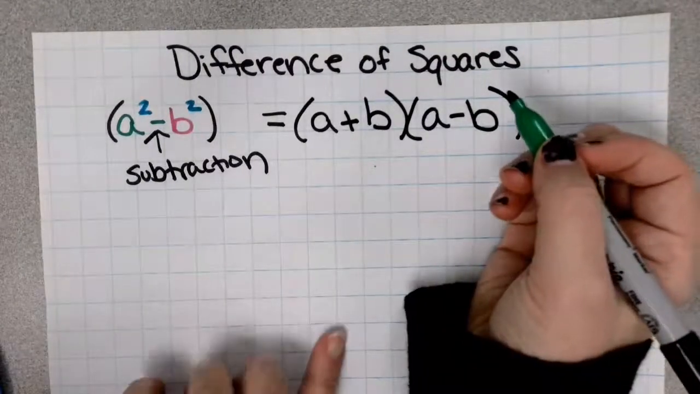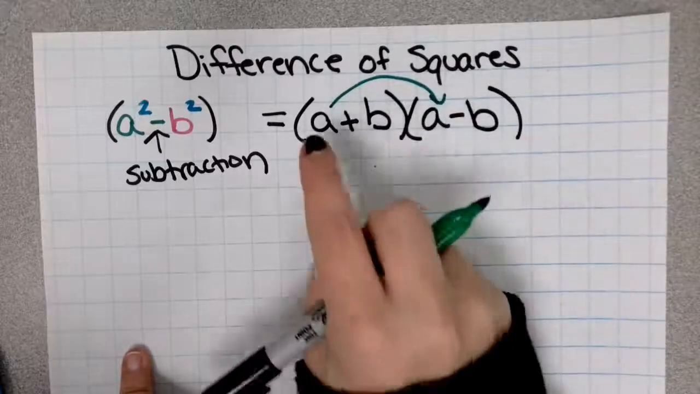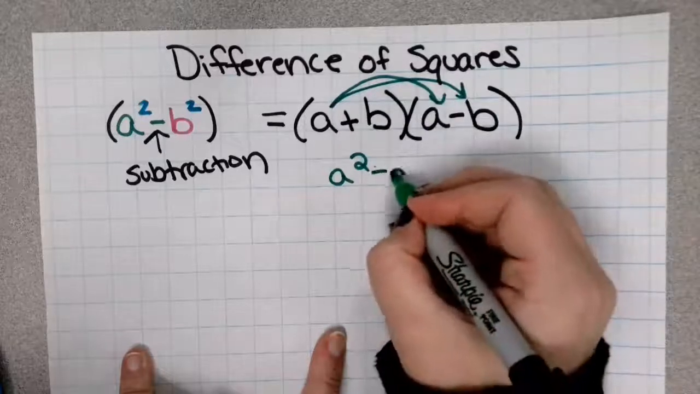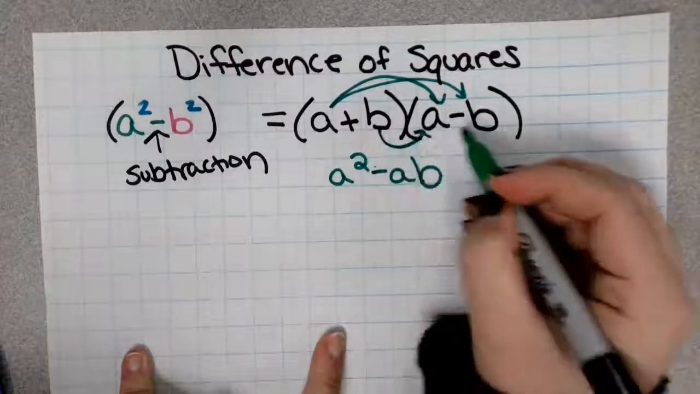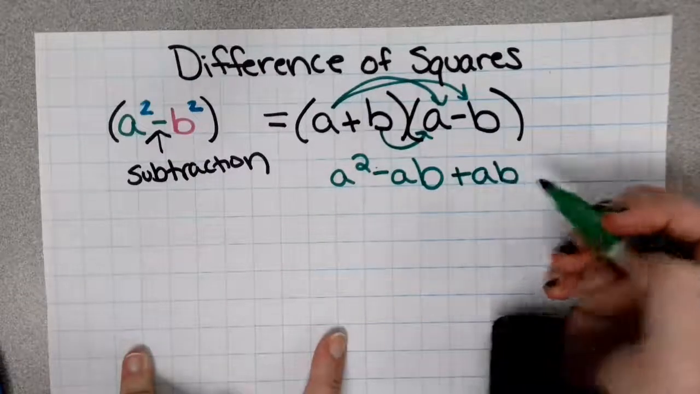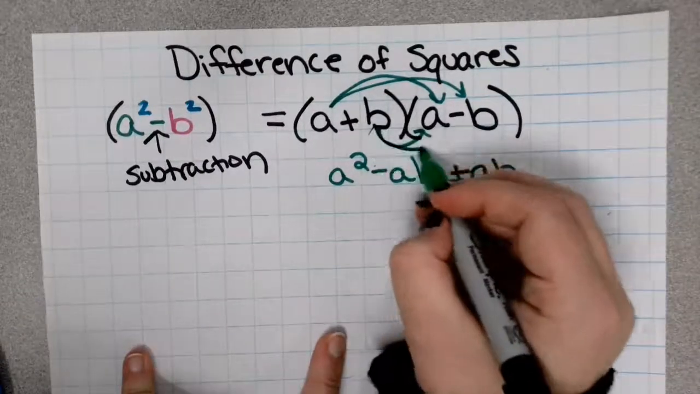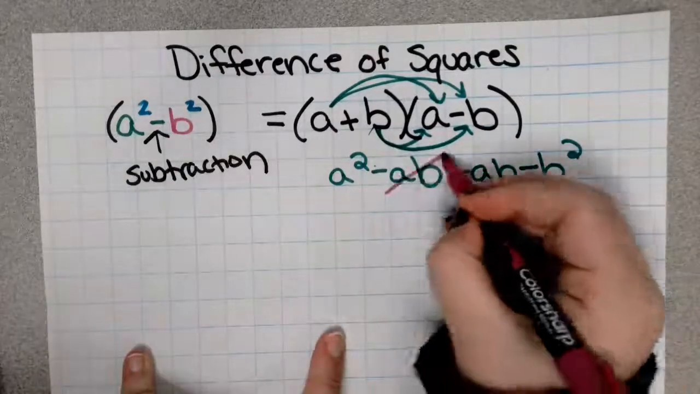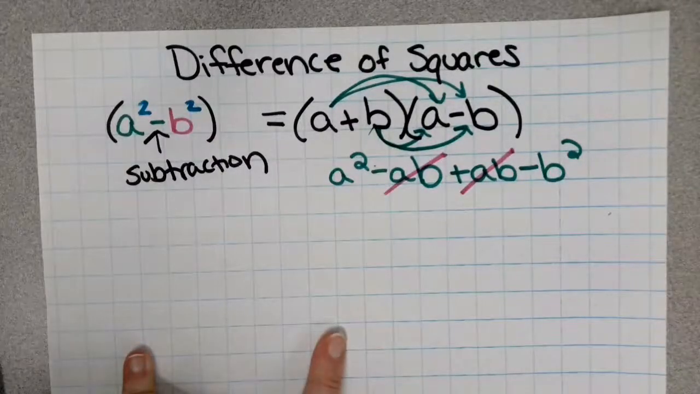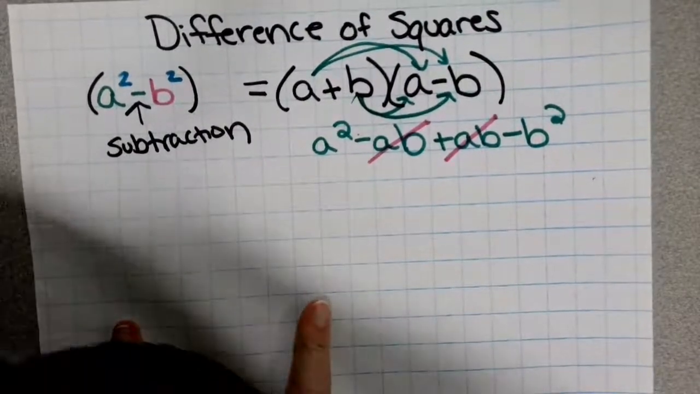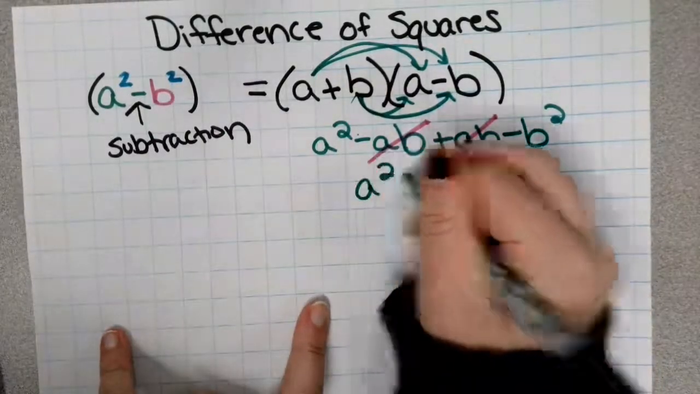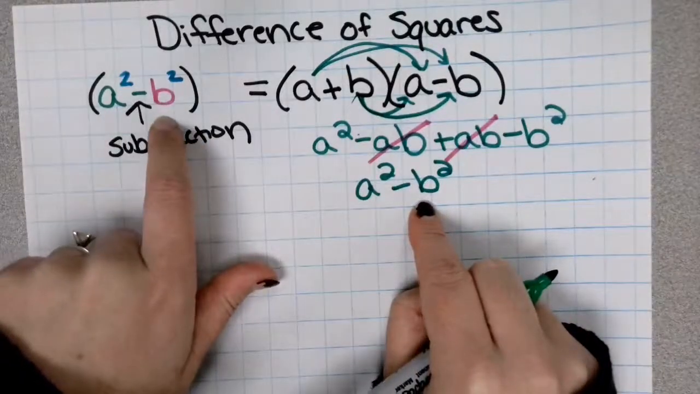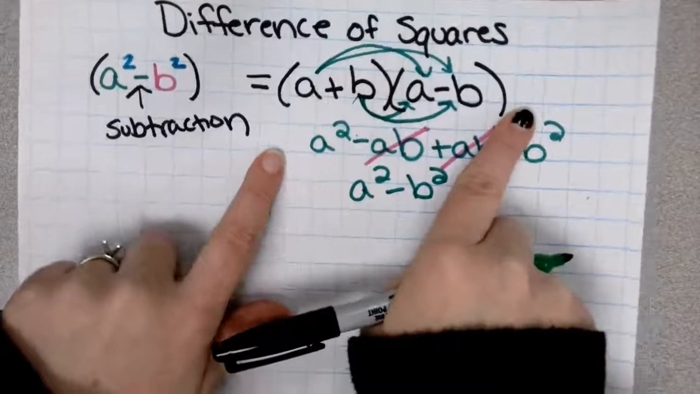Remember when we were multiplying polynomials, we distributed. a times a is a squared, a times negative b is negative ab, b times a is a positive ab, alphabetical order, just put the a first, and b times negative b is negative b squared. When we simplify, a negative ab and a positive ab go away. We simplify to 0, leaving a squared minus b squared, which was our original problem. So here would be the factored form.